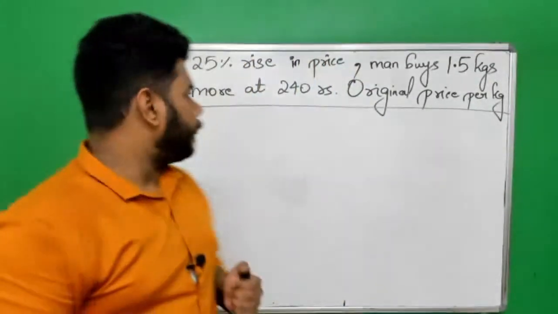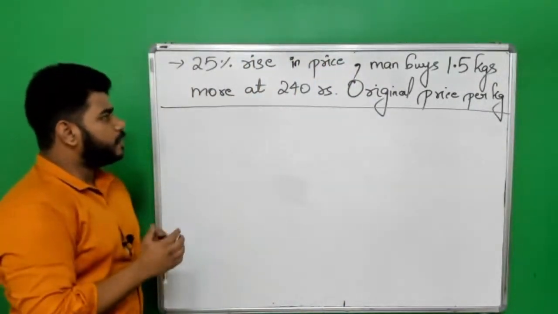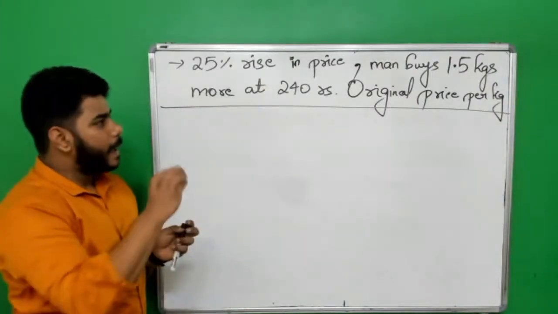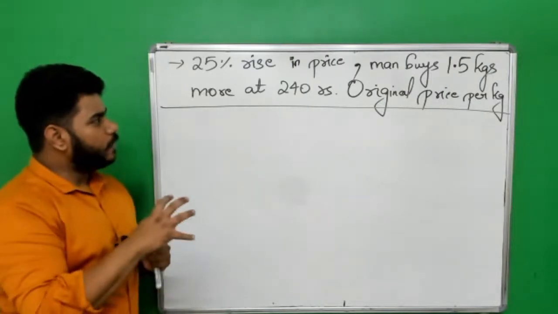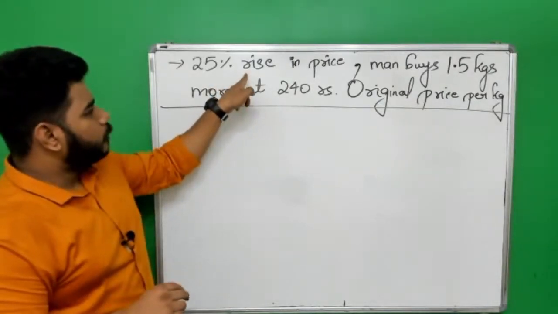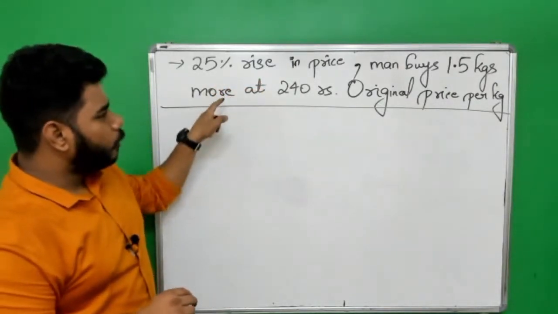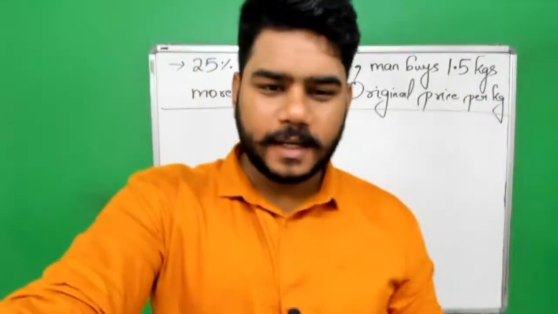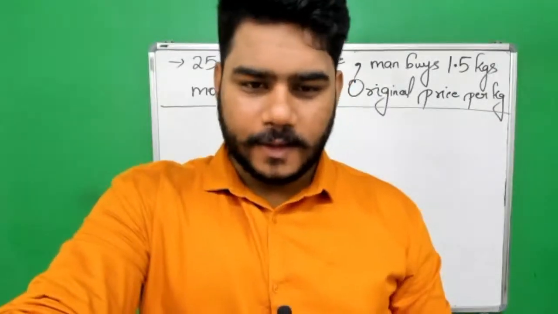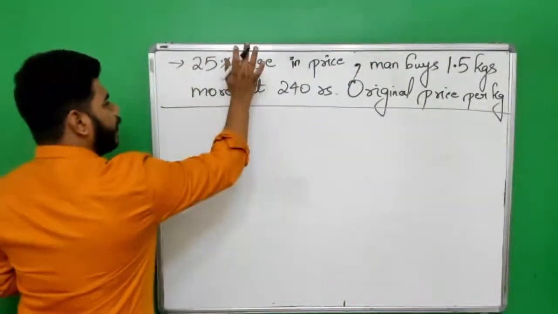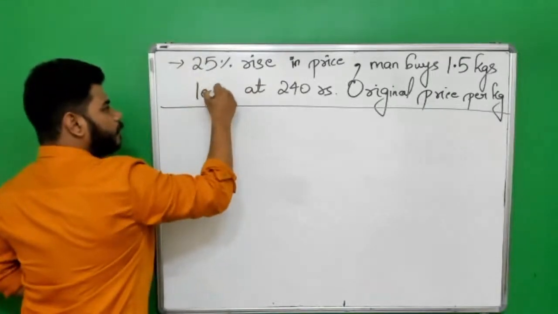Okay, so this sum, how do we do it? A 25% rise in the price of grapes. A man is able to buy 1.5 kg less at 240 rupees. Obviously, sir, is it 1.5 kg less or more? Just give me a second, let me check. Less. Okay, so he's able to buy 1.5 kg less. Now it is making sense.